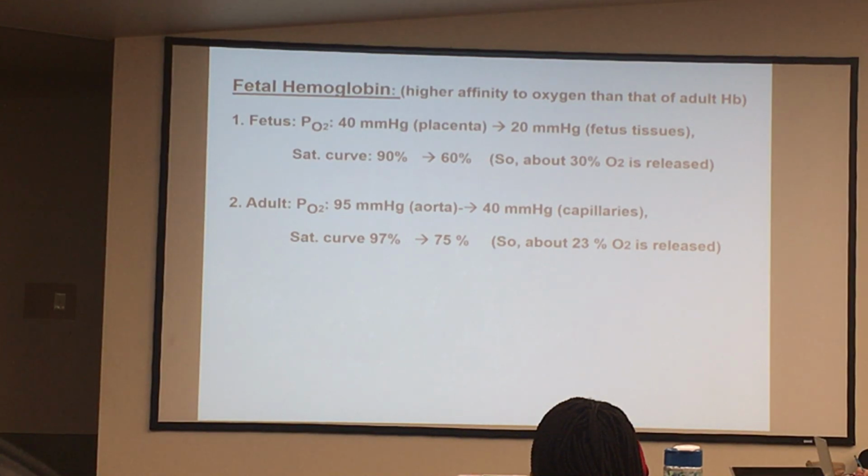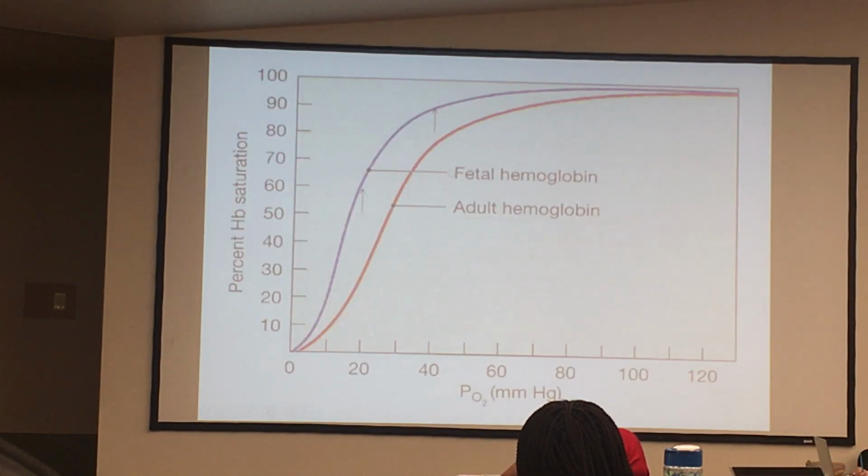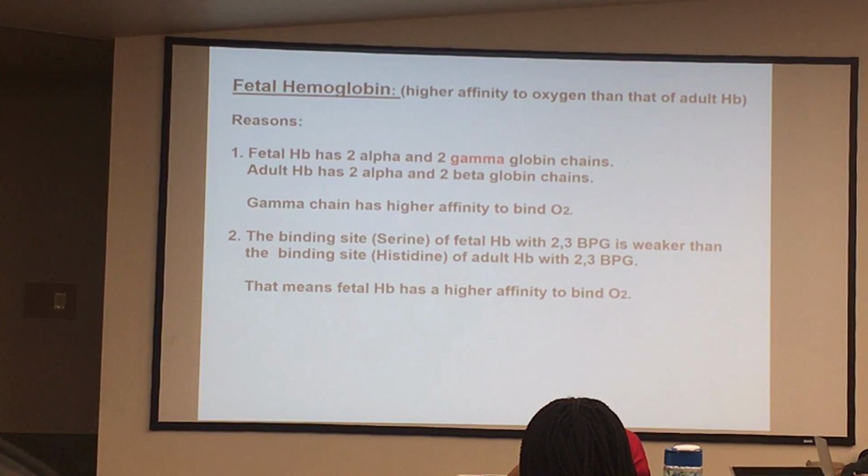Okay, so they don't have a problem getting enough oxygen, and the reason they can get that oxygen is that the hemoglobin in the fetus is different from after birth. In this one I got it from another book. In the adult we have 2 alpha 2 beta units, and in the fetus they have 2 alpha, the same, but 2 gamma globin. And gamma globin has a high affinity to bind.